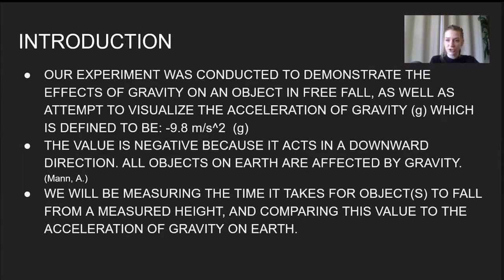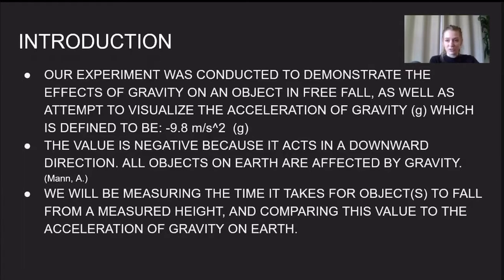For a brief introduction to our experiment, it was conducted to demonstrate the effects of gravity on an object in freefall, as well as an attempt to visualize the acceleration of gravity, which is defined to be negative 9.8 meters per second squared and is denoted by a lowercase g. This value is negative because it acts in a downward direction. All objects on Earth are affected by this gravity.